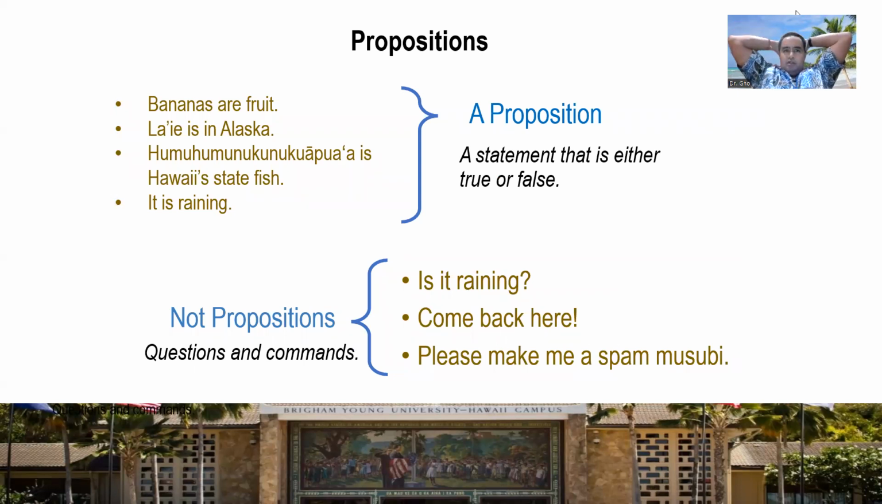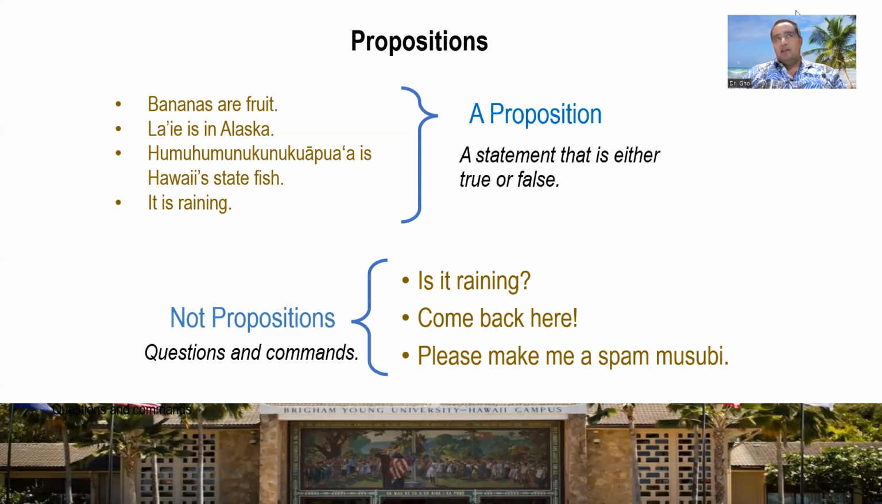Here are some propositions that we have. A proposition is a statement that's either true or false. You can test it, you can evaluate it, and it'll go one way or the other. Examples are bananas are fruit. Either bananas are fruit or they're not fruit. Laie is in Alaska. That's a proposition. It's a false one. Laie, as we know, is in Hawaii. Humuhumunukunukuapua'a is Hawaii's state fish. And either the humuhumunukunukuapua'a is a state fish or it's not. So that is a proposition.